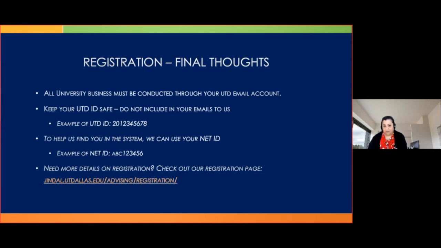And then I know that as a UTD student, you know that you receive two IDs, right? One's called the UTD ID, which is the one that starts with 20 and just has numbers. And then the other one's called the NetID, which is essentially your initials followed by some numbers. Now, there's a difference in how you use these.